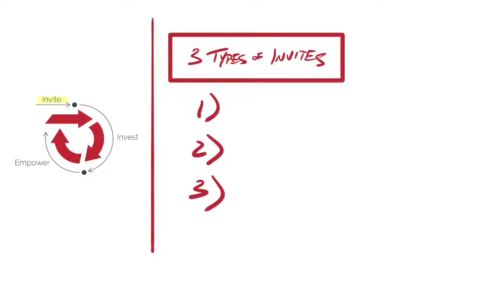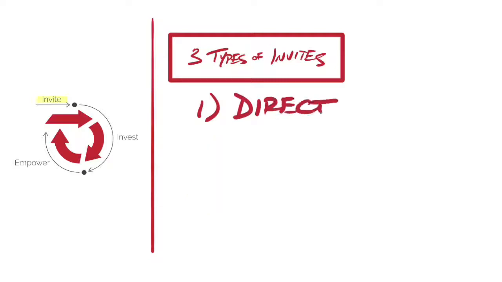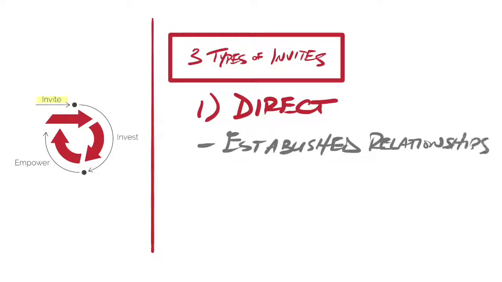The first type of invite we just call the direct invite. You want to use this approach with established relationships. So parents, obviously, you can use the direct method to invite your kids into a mentoring relationship. They probably don't have a choice, right? You're just going to do it with them. But there might be some other people in your world that you have a great established relationship with, and you can just be direct about it.